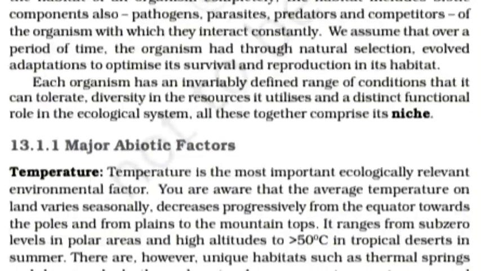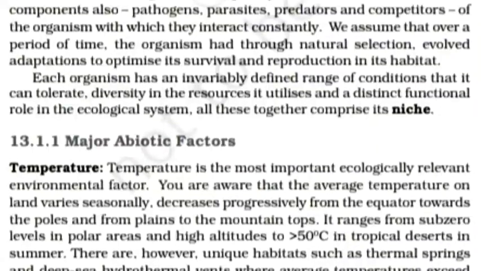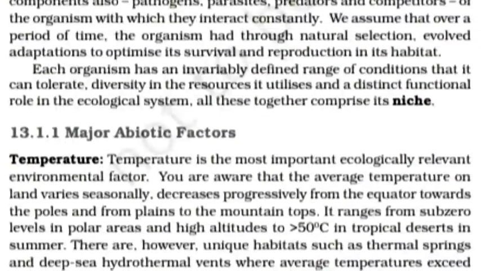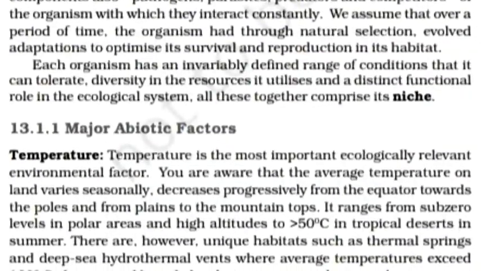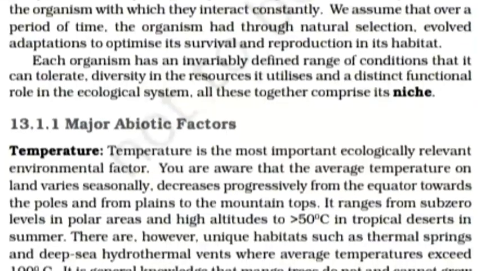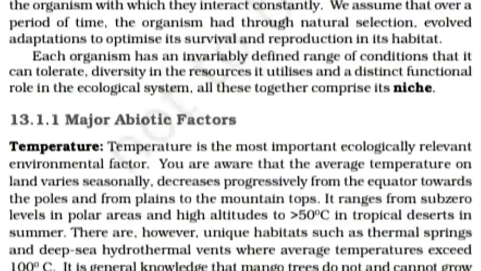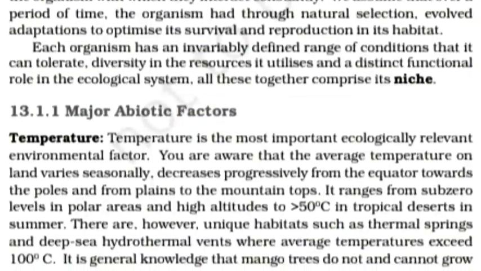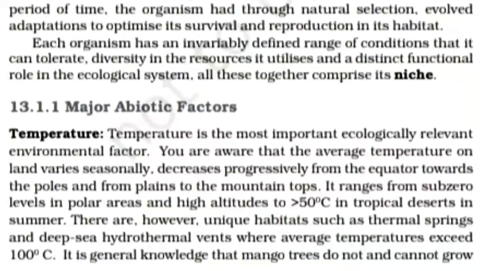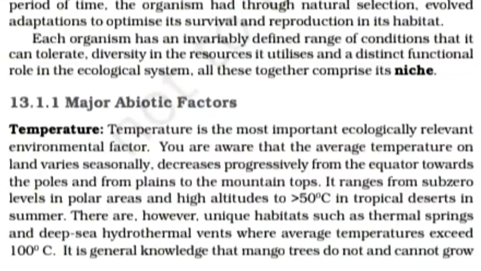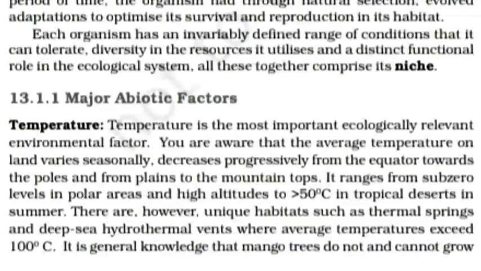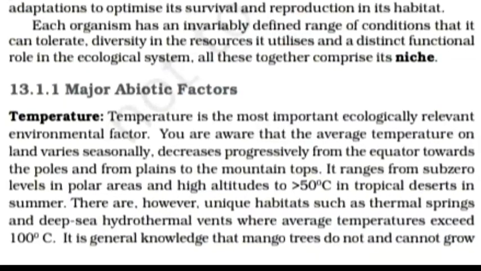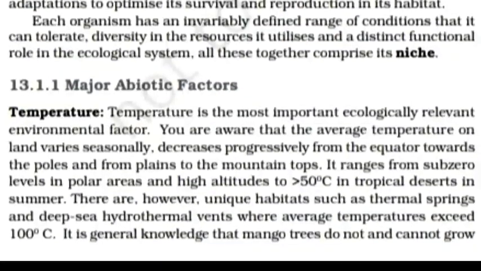Major abiotic factors. Temperature. Temperature is the most important ecologically relevant environmental factor. You are aware that the average temperature on land varies seasonally, and decreases progressively from equator towards the pole and from plains to the mountain tops. It ranges from sub-zero level in polar areas and high altitudes to greater than 50 degrees centigrade in the tropical desert.